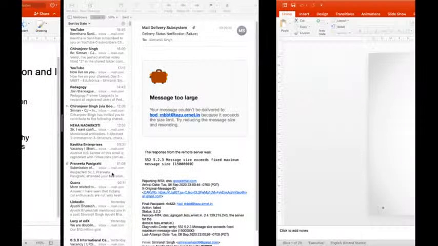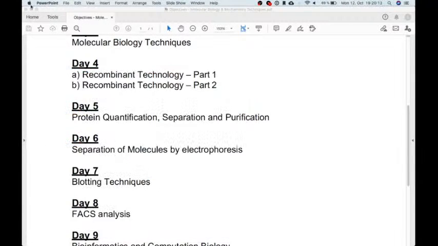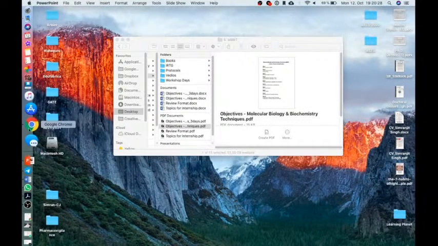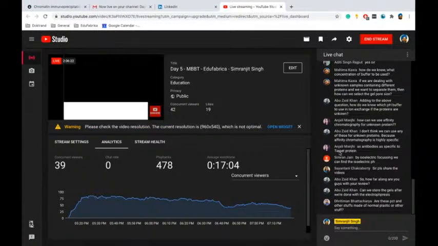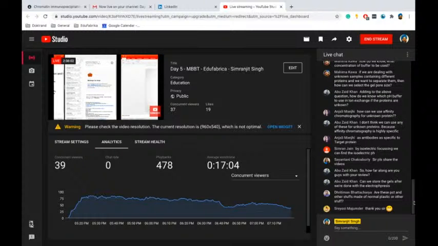So that's it for today. Thank you very much. I already shared the files, so please have a look. So we are done with day 5 with protein quantification, separation and purifications. Tomorrow we will deal with electrophoresis, separation of molecules by electrophoresis. So tomorrow is day 6. So see you tomorrow then. If you have any questions, please feel free to ask or write me back there.